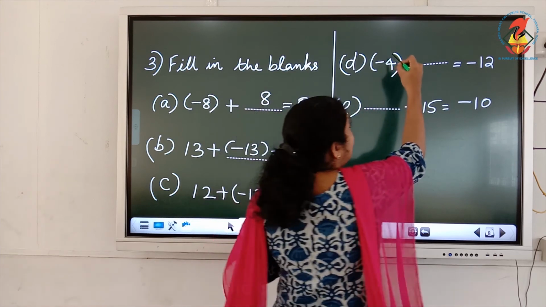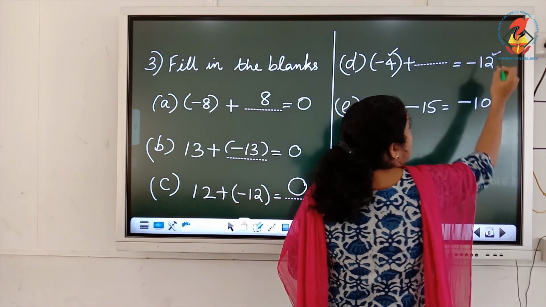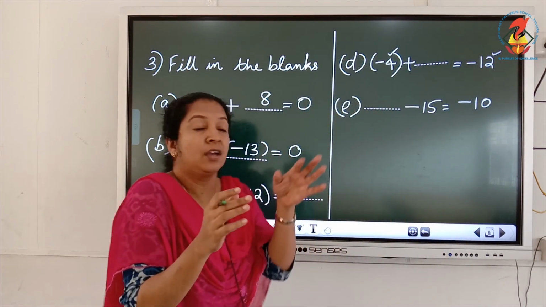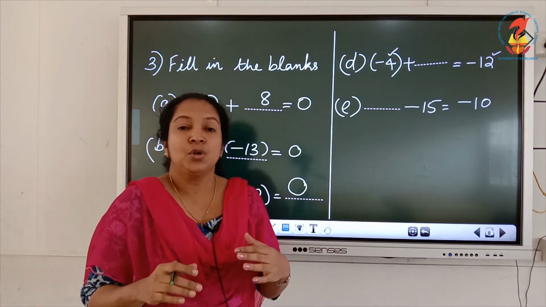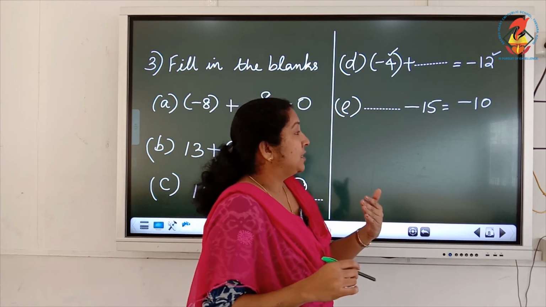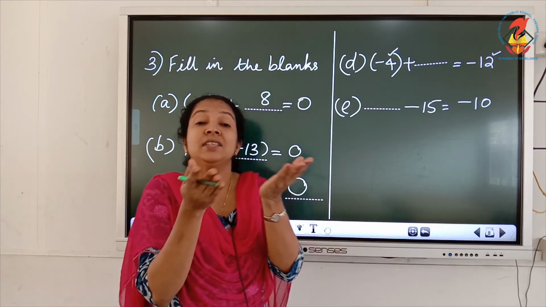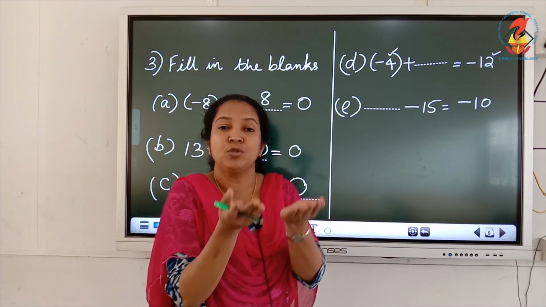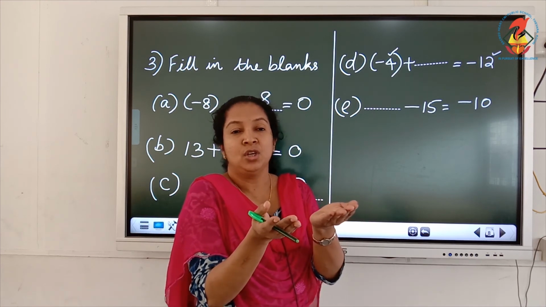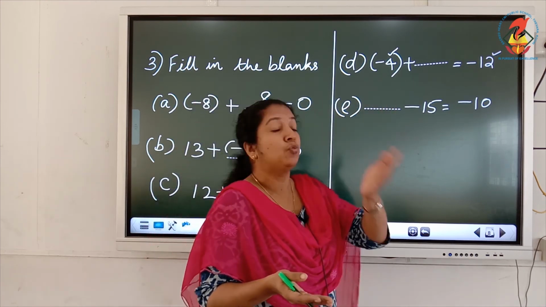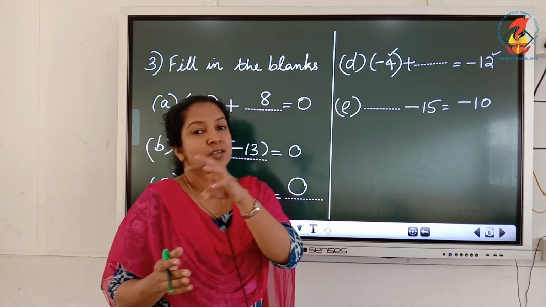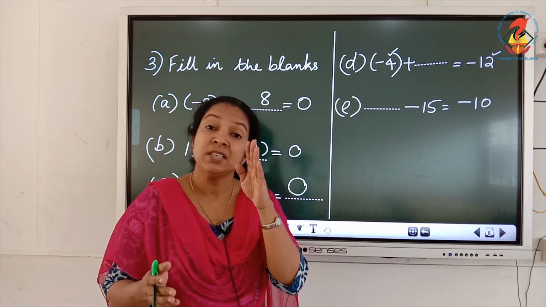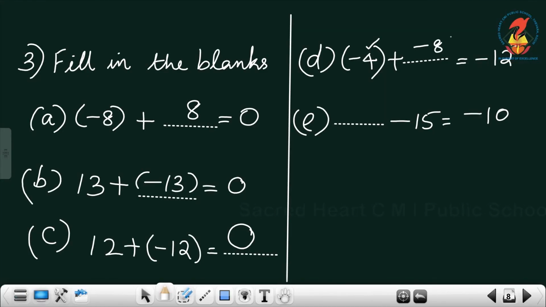Then minus 4 plus dash is equal to minus 12. Listen, here 4 but here the value is increasing. 4 is increased as 12. So, how can you write? Increasing means you have to add the same sign. So, minus 4 plus what gives minus 12? 4 plus 8 is 12. So, minus 4 plus minus 8 is minus 12.